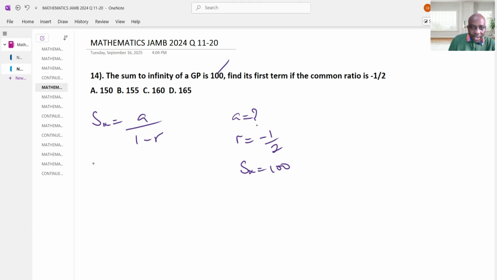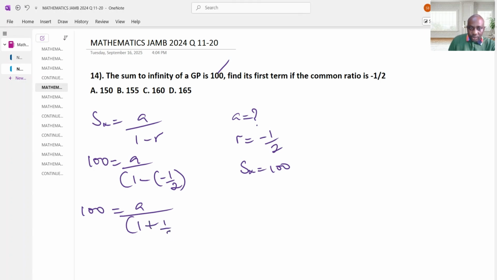Now let's apply it. Sum to infinity is what? 100. What is A? That's the first term, that's what we are looking for. 1 minus minus 1 over 2. Now 100 equals A over that. Let me open this bracket first. Minus times minus is going to give us plus. Now I can look for the LCM of this below. The same thing as 3 over 2. Let's work it out.